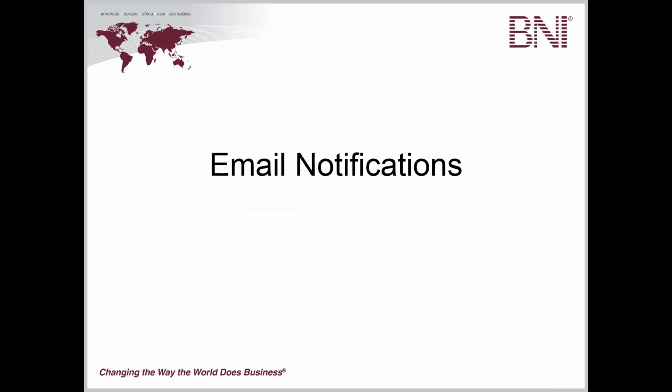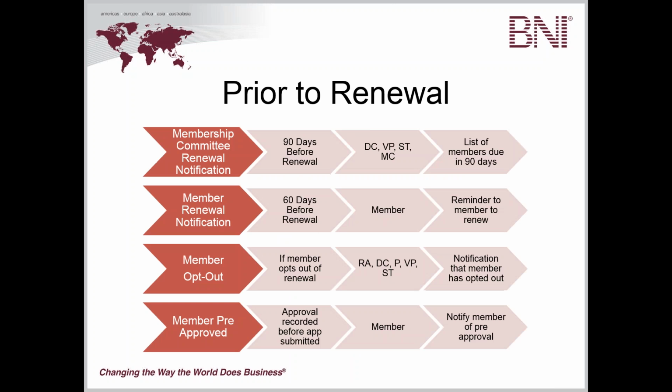All right, as I mentioned, as I showed you, there's a bunch of emails that go out during this whole process to keep everybody in the loop as to what's happening and what step we're at. So prior to the renewal, there's a bunch of different emails that go out. The renewal reminder that goes to the membership committee. There's also a reminder that goes to the member.